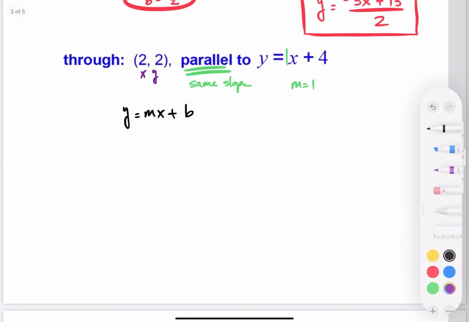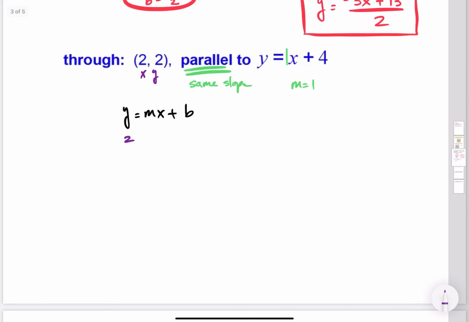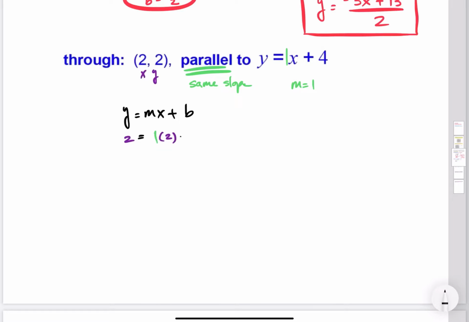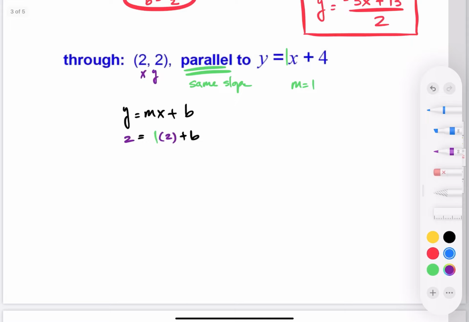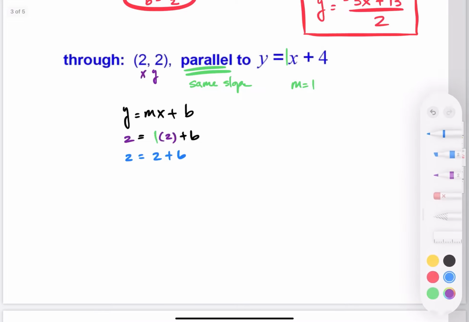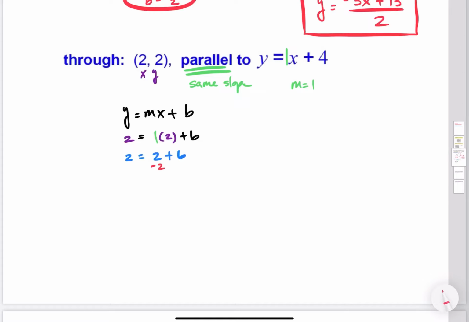Again, I'll just substitute my y as 2. My x is also 2. My slope happens to be 1. And I'll just bring down the equal sign and the plus b. So if I solve this, we now have 2 is equal to 2 plus b. And that's nice and simple because all we do is subtract 2 on both sides. And we're left with b is equal to 0.